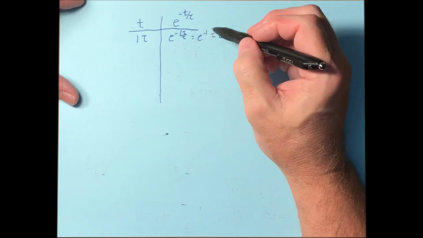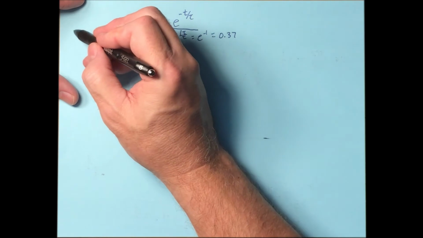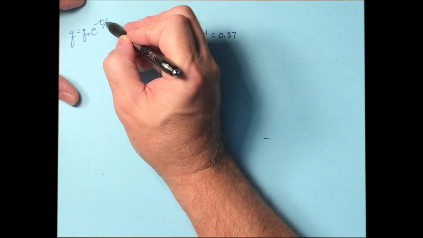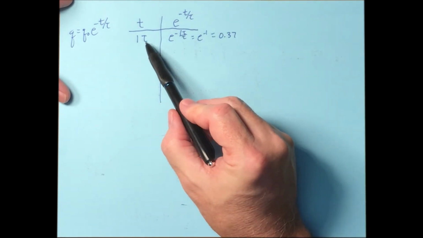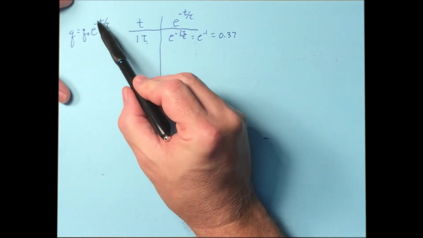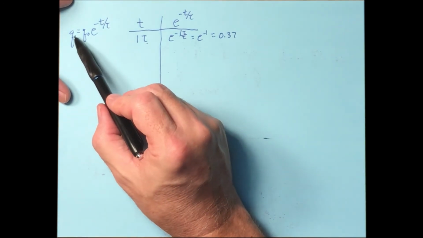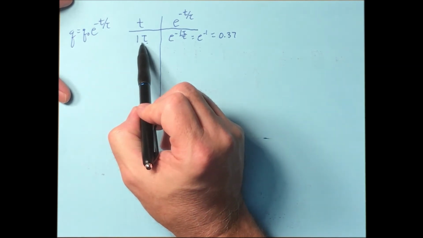So what does that mean? That means after 1 tau of time, remember the equation that we're looking at is Q equals Q naught e to the negative t over tau. That means after 1 tau of time, this exponential is now 0.37. So Q is 0.37 of its maximum value. So it's 37% of its maximum value after 1 tau of time.